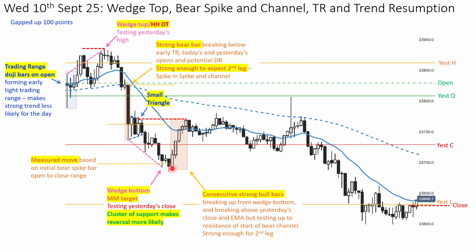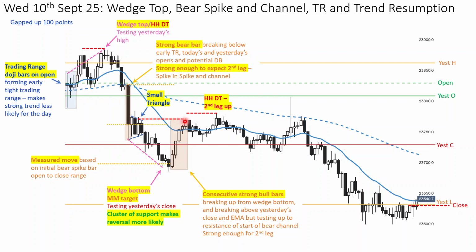From there we had a series of strong bull bars breaking above yesterday's close and the 5-minute EMA with follow through, but it was testing the area of the first pullback. So some resistance up here, which might be expected to be a profit taking area, or an area for bears to establish new shorts.